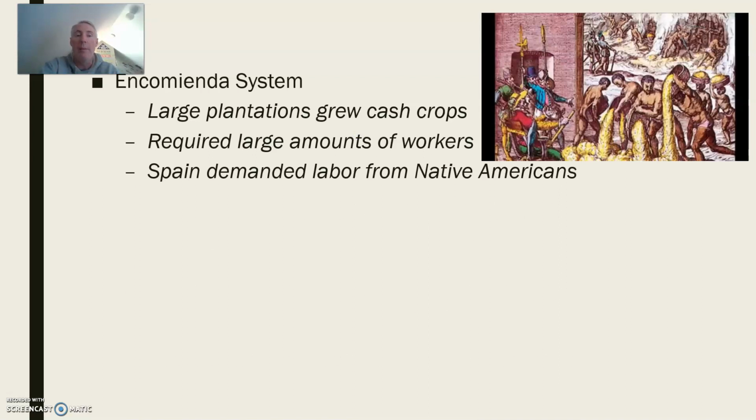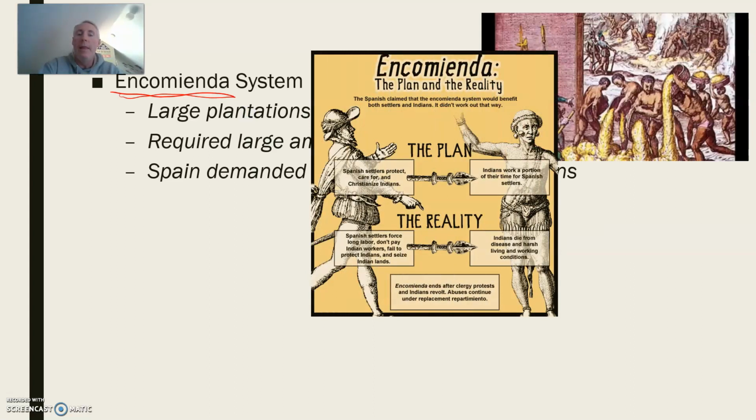All right, but that's the important thing about the word Encomienda. It wasn't the plantation specifically, it was this right that they felt they had to demand labor from the Native Americans. Now you look at the graphic here. This is how the Spanish would sell it. They would say the Spanish settlers protect, care for, and Christianize Indians, and then Indians work a portion of their time for Spanish settlers. Okay, that doesn't sound so bad. The reality of it, though, is that Spanish settlers force long labor, don't pay Indian workers, fail to protect Indians and seize their land, and then the Native Americans die from disease and harsh living and working conditions. So it was not good for them.